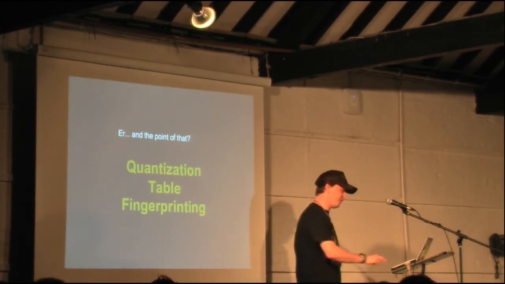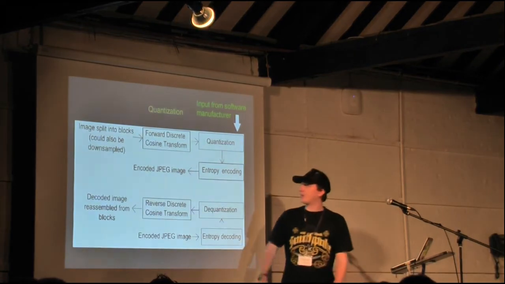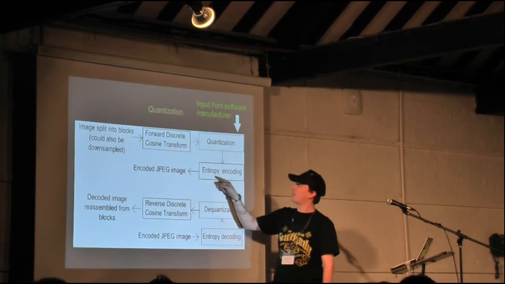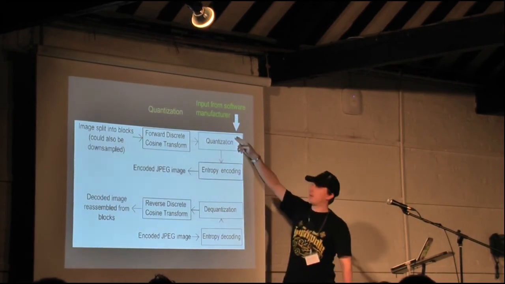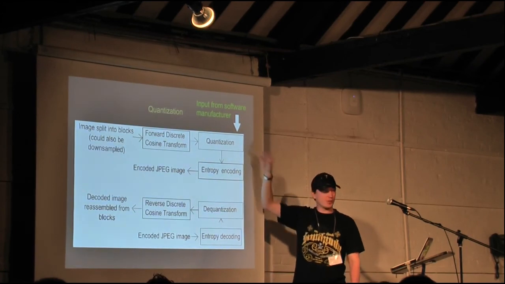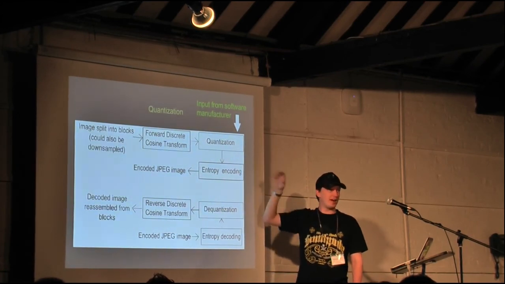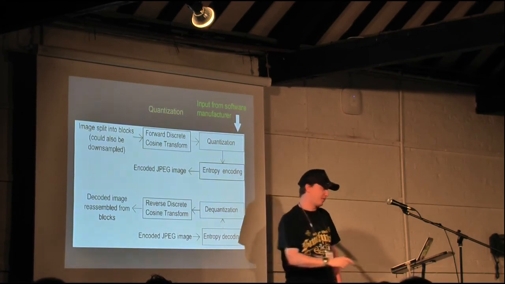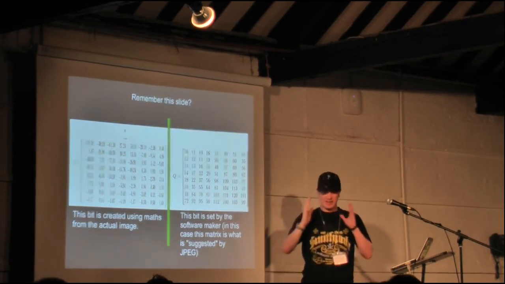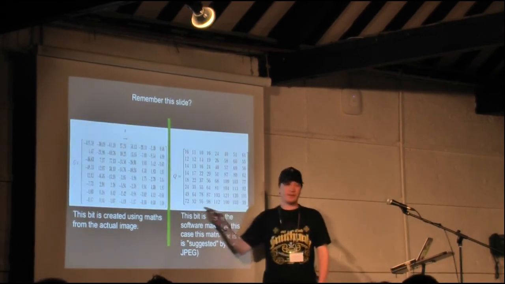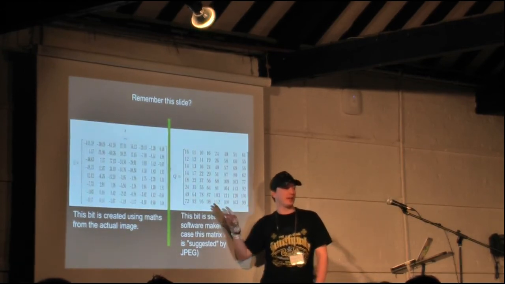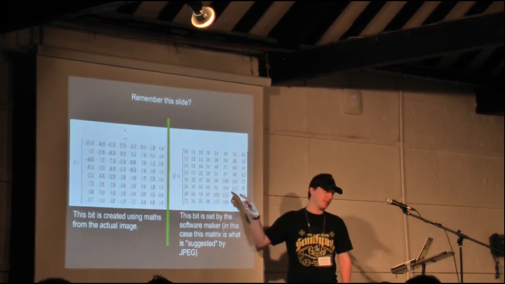That sounds quite a mouthful, but it's quite easy to understand. So this is how a JPEG is made. This bit's all maths, and there's an input from the manufacturer. Now what I found was, you can look at the quantization map that they give, and you can work out the photo has been made by that piece of software. So, if you get a JPEG image and you extract this map, you can tell what software made it. This is inherent in the photo, and if you change this, you can't decode the image anymore.